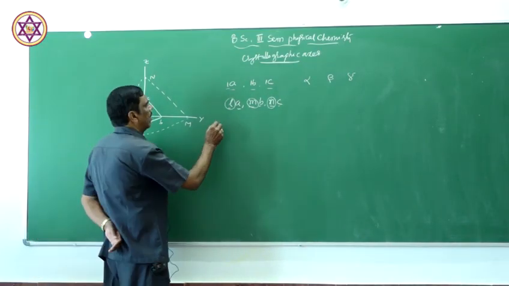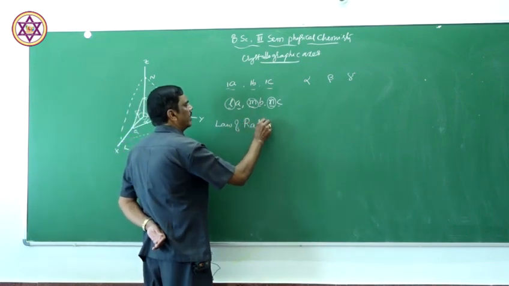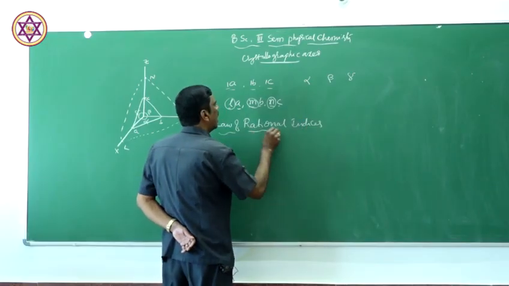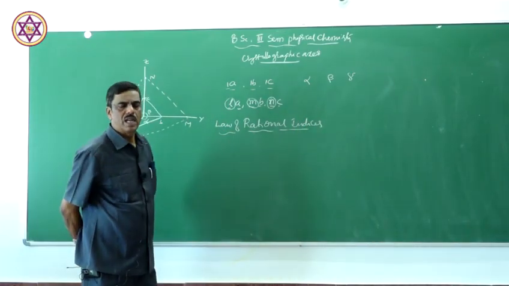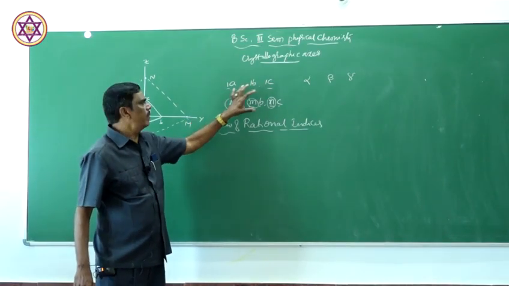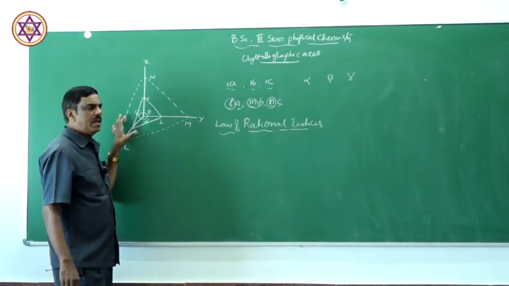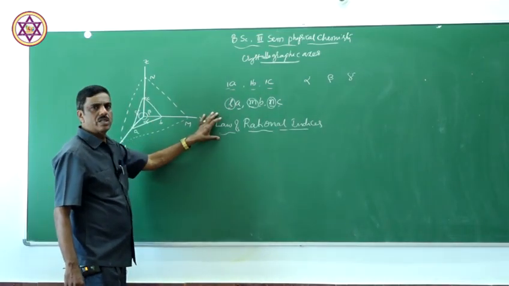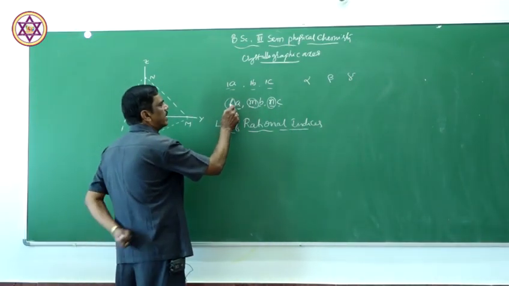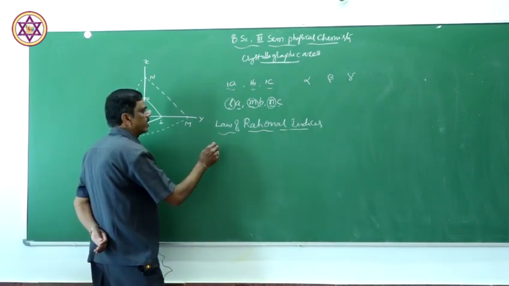Therefore, there is a law called the law of rational indices. This law tells about the relationship between the various faces, the interfacial distance of a crystal. The statement is that the ratio of the intercepts of different faces is always a rational number.